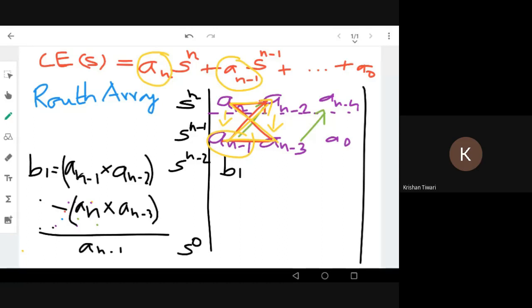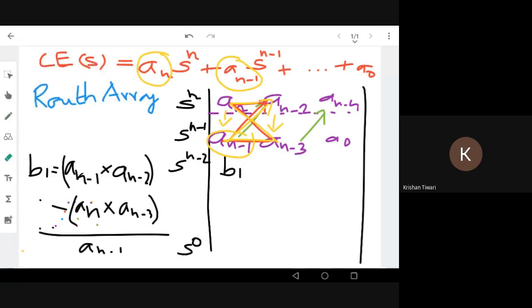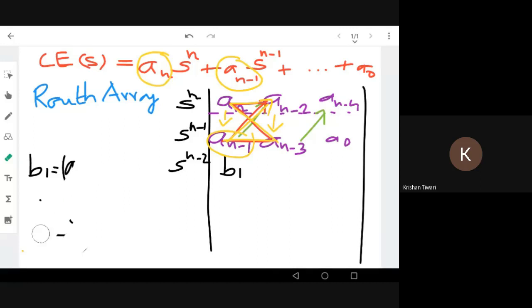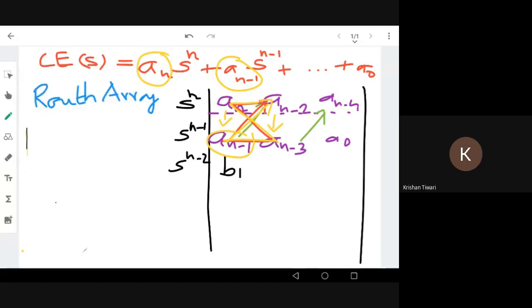I'll just reduce the thickness of my pen, so I can write in a much better way. Okay, I'll write again. What I'm going to write is b1. Okay, b1 equal to, what is b1?